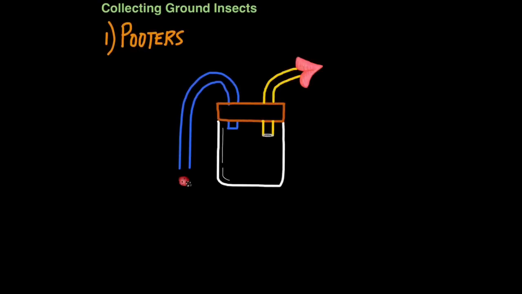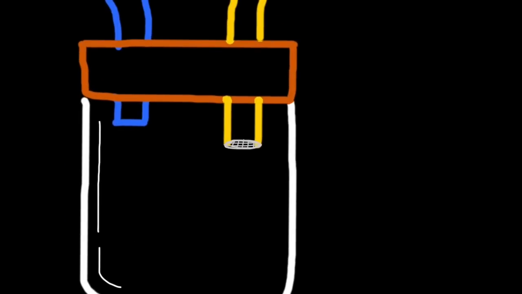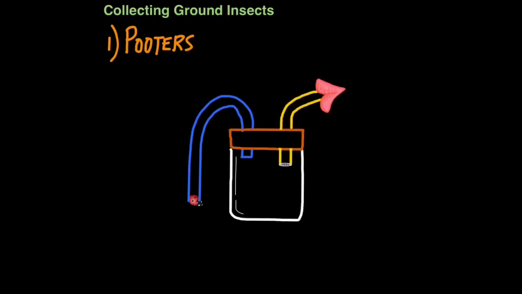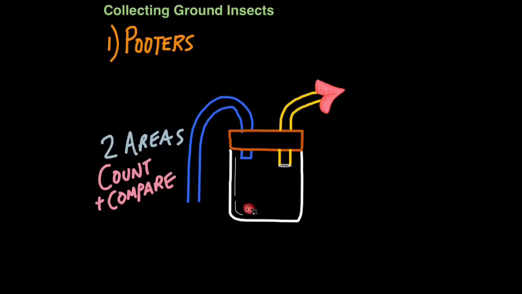One method is using pooters. Pooters are transparent plastic containers. They have a lid which seals the container and two rubber tubes that come out of the jar. One of those rubber tubes has a wire mesh underneath. This is the tube you will suck from. Another tube has no mesh, allowing insects to easily travel through the tube. So all you do is place your pooter over the ground insect and then you suck. You would then collect organisms in two different areas where the environmental factor varies, and you would count and compare the organisms.